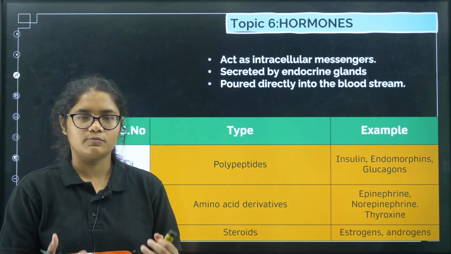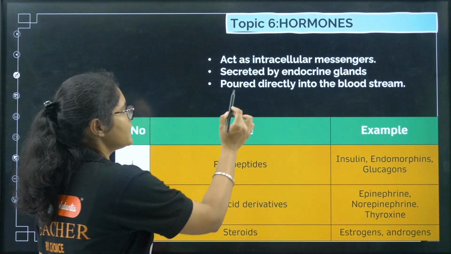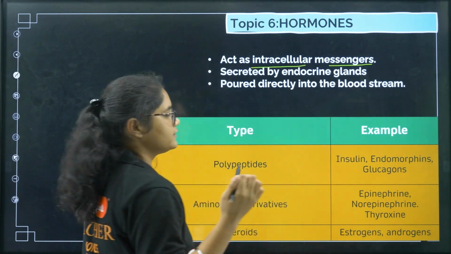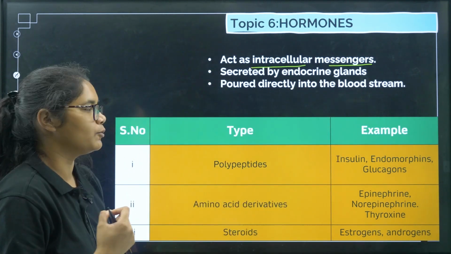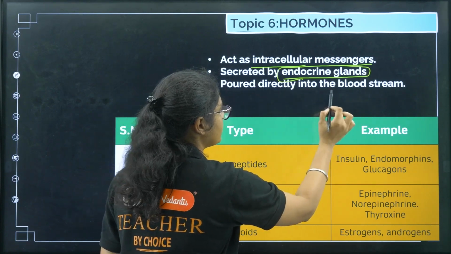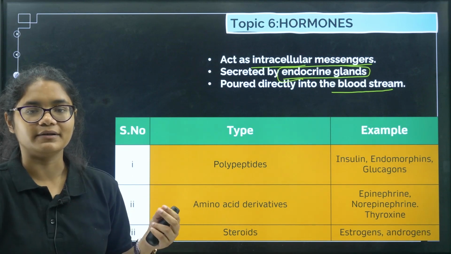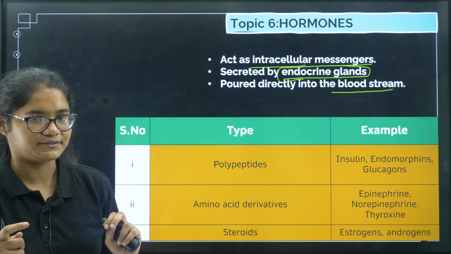So next we'll go to hormones. Some important points about hormones, let us see. They are intercellular messengers. They act as messengers in the human body, and they are secreted by which glands? Endocrine glands, and they are poured directly into the bloodstream. So these are secreted directly into the bloodstream and they act as messengers.